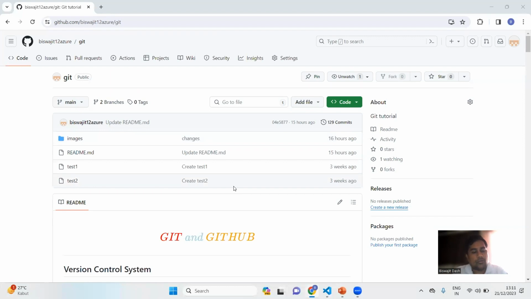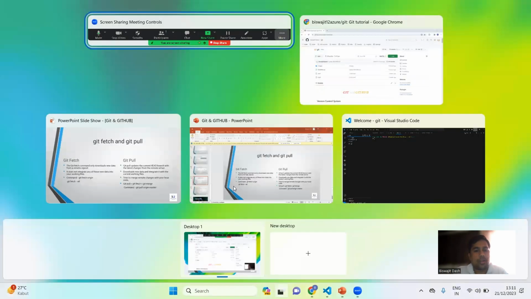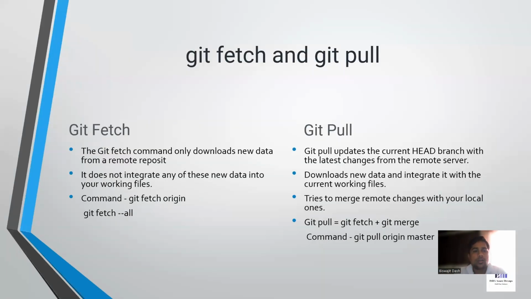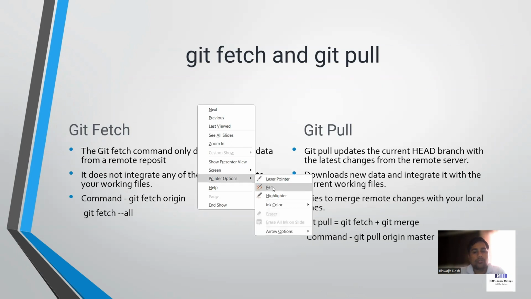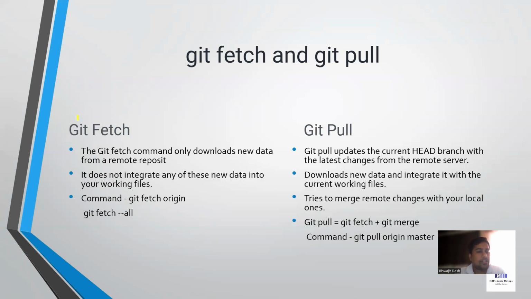First, let's come to our slide where we will discuss this. Git pull versus Git fetch. The Git fetch command only downloads the new data from the remote repository, and Git pull updates the current head branch with the latest changes from the remote server. So let's say we have to download some file. Let's continue and I will show you.